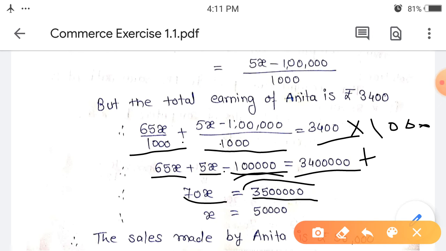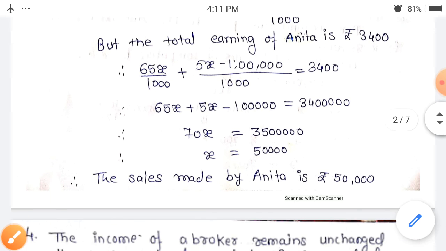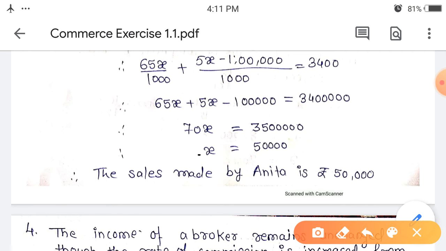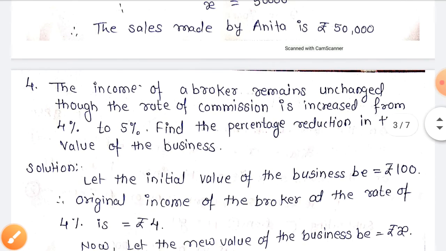this term, 35 lakhs. Understood here? So how much is the x value? 50,000. So the total sale made by Anita is 50,000. Any doubt here? So continue for the next term.